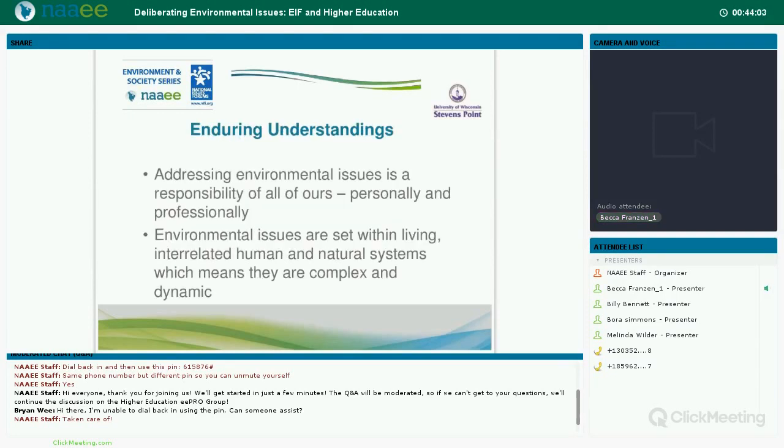The enduring understandings of the course, just to give you a sense again of what the course is about, is that environmental issues are a responsibility of all of ours, both personally and professionally. And so we talk about environmental issues from both of those lenses. And then that environmental issues are set within the living, interrelated human and natural systems. So they're very complex and dynamic.